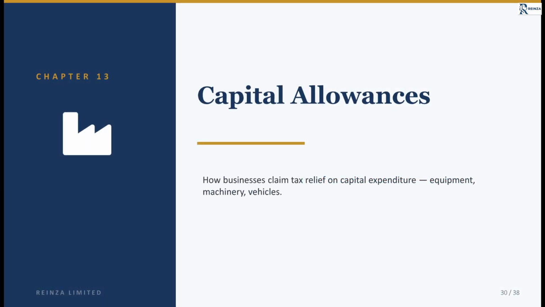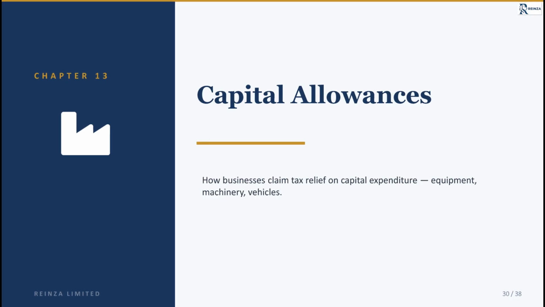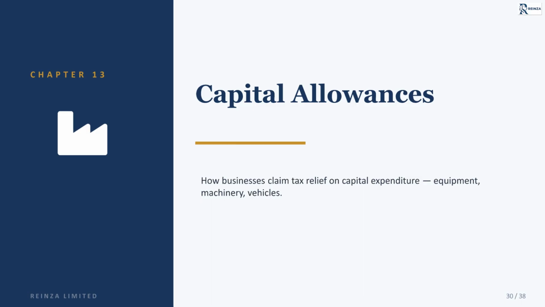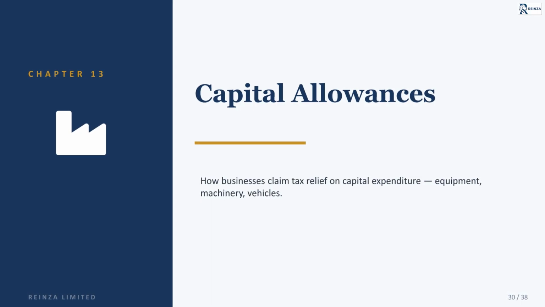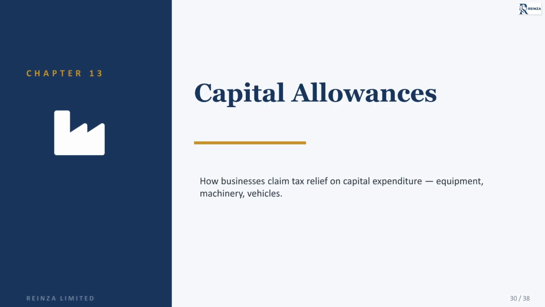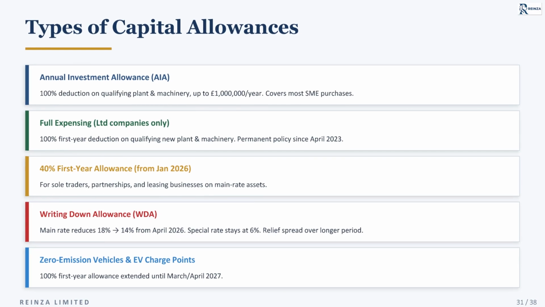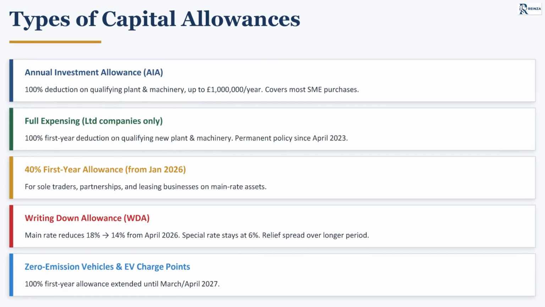Chapter 13. Capital allowances. When your business buys equipment, machinery, vehicles, or other capital assets, you cannot simply deduct the full cost as an expense in the year of purchase. Instead, you claim capital allowances, which spread the tax relief over time, or, in some cases, provide the full deduction up front. There are 5 main types of capital allowances you should know about.